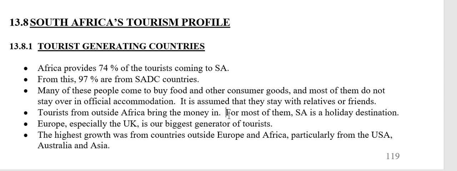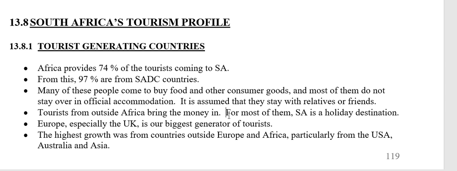They are the big spenders. And for most of them, South Africa is a holiday destination. They come to South Africa on holiday. They want to come to the beaches, come to the Kruger National Park, whatever. They want to come and spend time here to rest and relax. Our bigger generator of tourists outside of Africa is Europe, especially the UK, Britain. A lot of them come to South Africa for holiday over December, for example, when it is the middle of winter in Europe and it's freezing cold. So they try to escape the cold. They come to South Africa where the sun is shining and the temperature is really nice and they can have a nice little beach holiday.